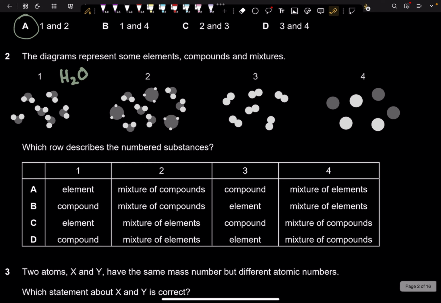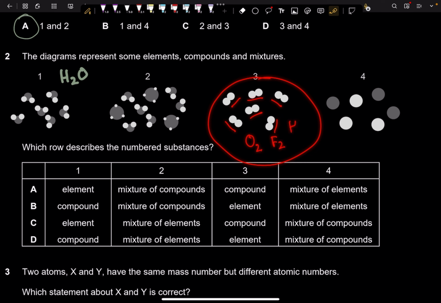Okay, let's move on to 3. We can easily tell that this is an element. This is a diatomic element. How do I know this is diatomic? It can either be O2, it can be F2, it can be H2, it can be Cl2, any diatomic molecule it is.